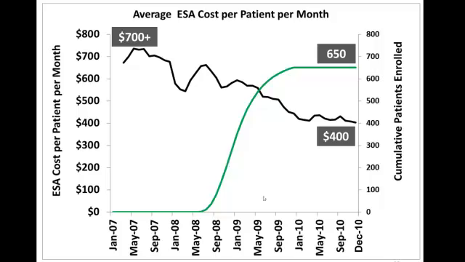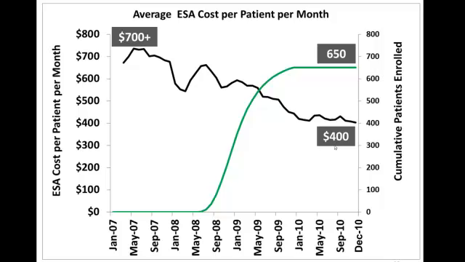What does this chart say? It says that in January 2007, the average ESA cost of patients per month was $700. And at the end, the average ESA cost per month was $400. This green line represents the number of patients that we enrolled in the system over time, roughly speaking. So now we have 650 patients requiring $300 a month less each. That's well over $1 million in better resource allocation the provider can do.